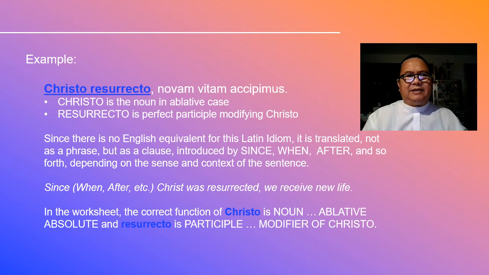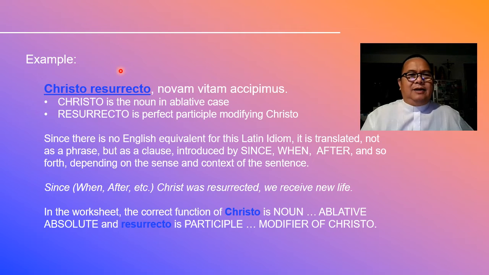So here is an example of the ablative absolute construction. Christo resurrecto novum vitam accipimus. So you have the two elements there. Christo is the noun in the ablative case, and then resurrecto is a perfect passive participle modifying Christo, agreeing with Christo in number, gender, and of course in ablative case.